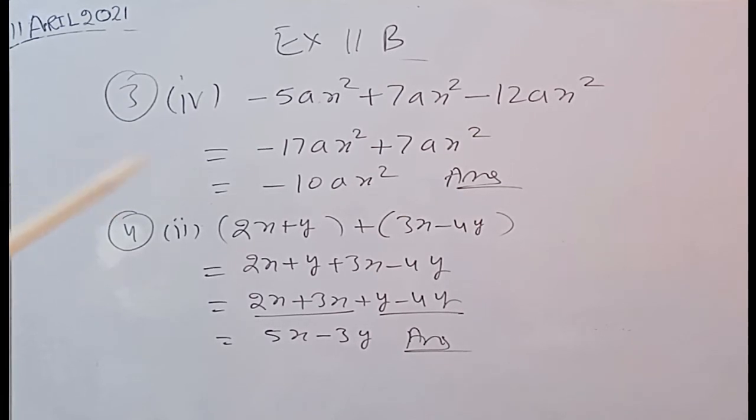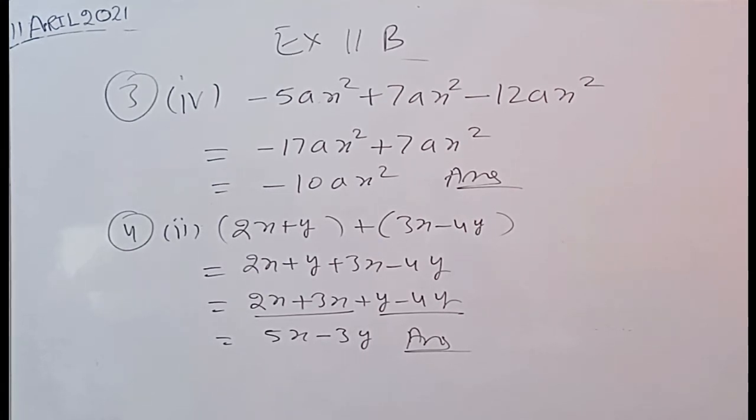So when we are solving, find the difference between the two. So 17ax square minus 7ax square gives 10ax square, and because the 17ax square has the negative sign, the answer will be negative. So minus 10ax square will be the answer of question number 3, fourth part.